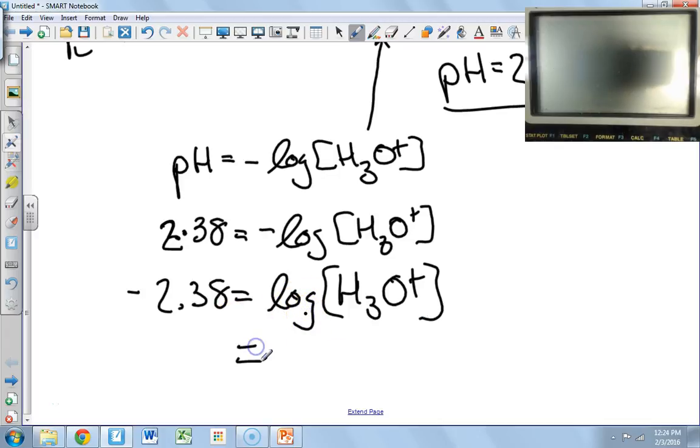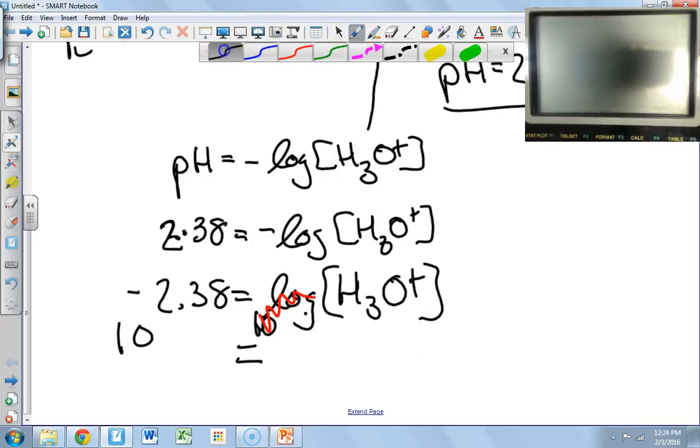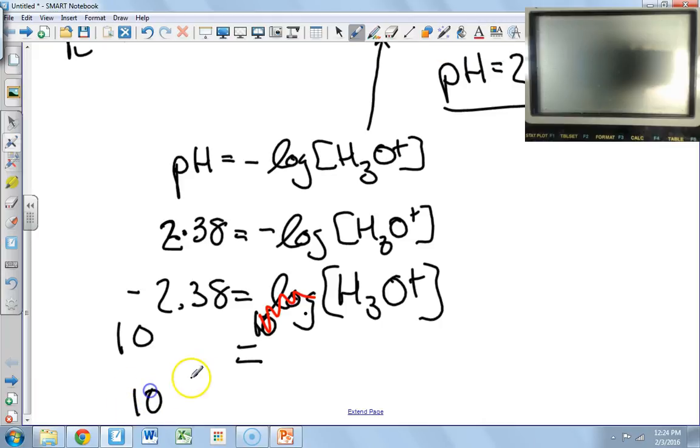Well, if you remember Algebra 2 in high school, the inverse function of log is 10 to the whatever. So whatever we do to one side, we have to do to the other side. And so 10 to the log of the concentration of hydronium ion, these things cancel right out. But over here now we have 10 to the minus 2.38 is going to equal the concentration of the hydronium ion. Okay? So how does that look in a calculator?